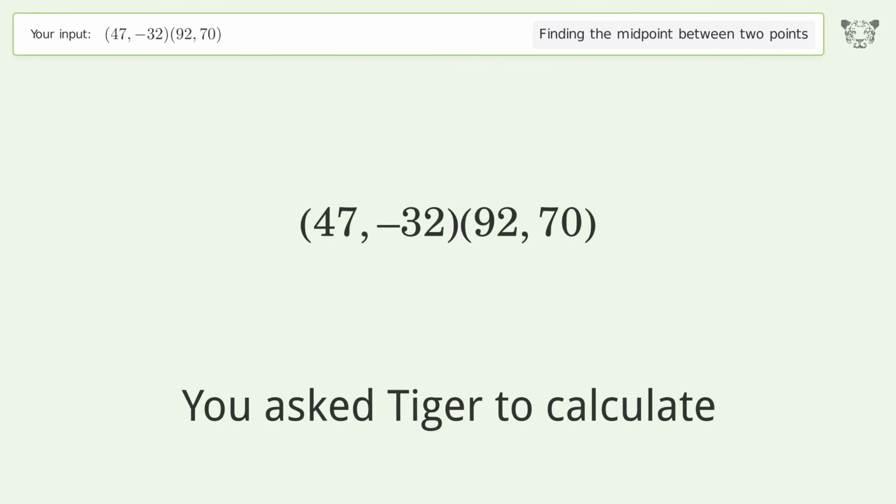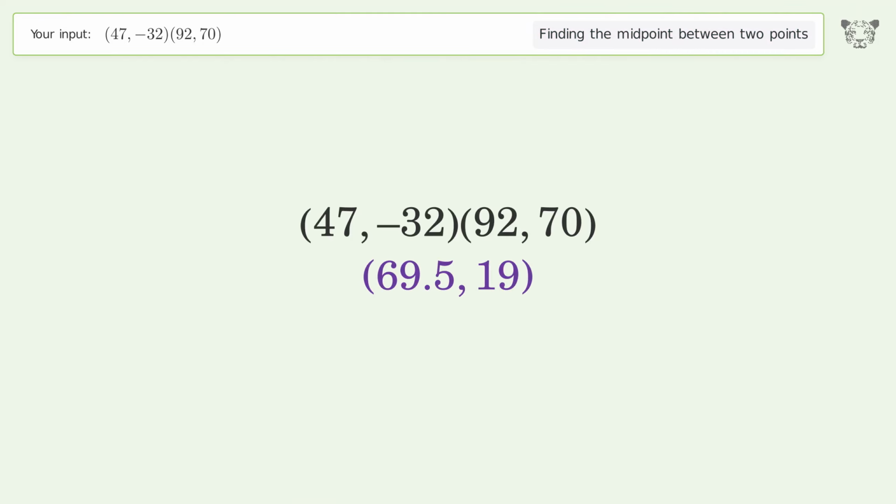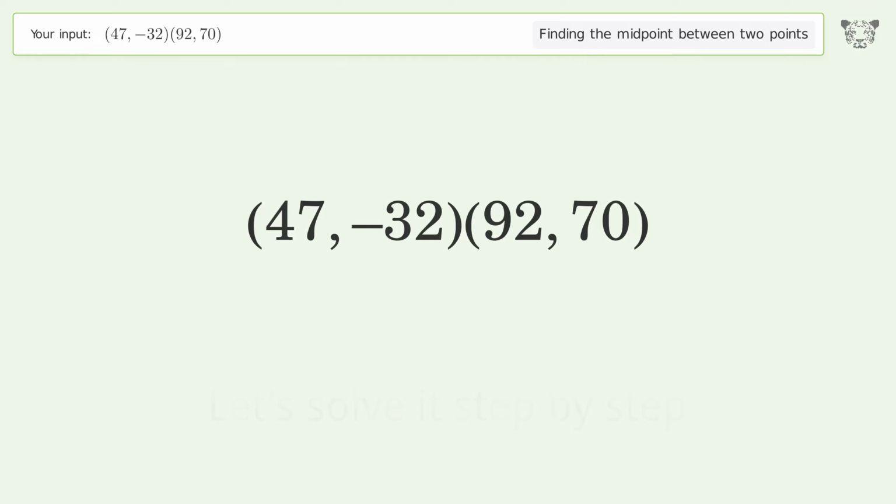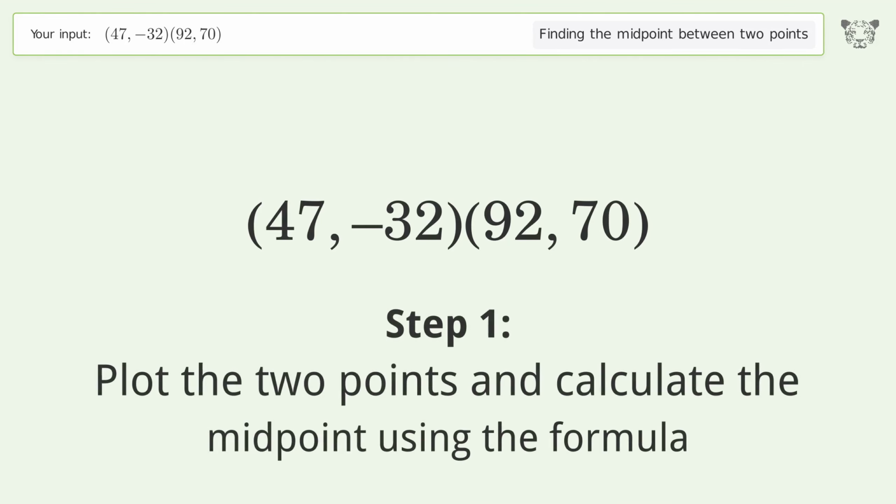You ask Tiger to calculate. This deals with finding the midpoint between 2 points. The midpoint between the 2 points is (69.5, 19). Let's solve it step by step. Plot the 2 points and calculate the midpoint using the formula.